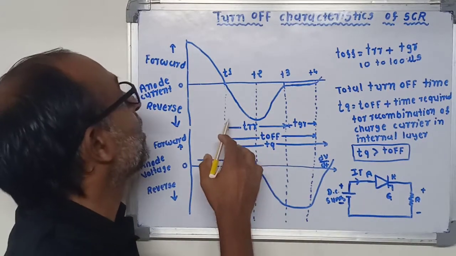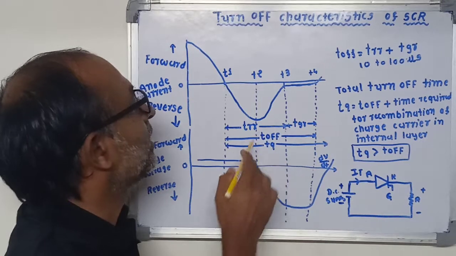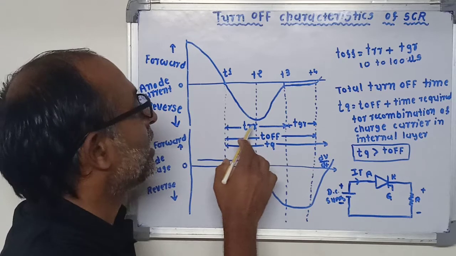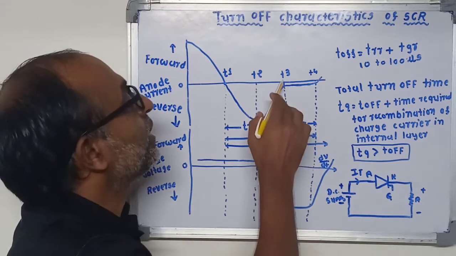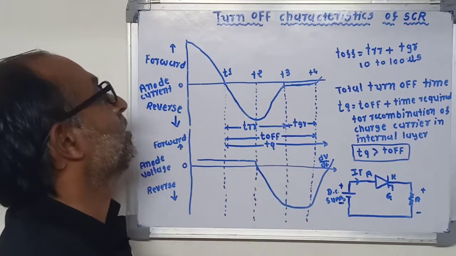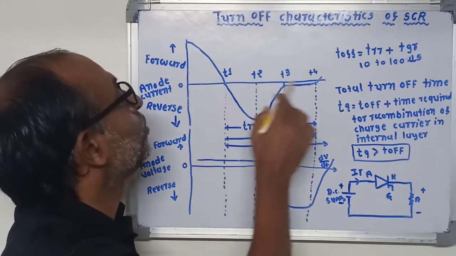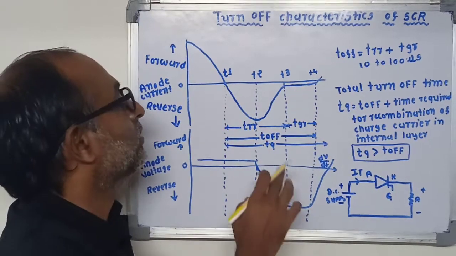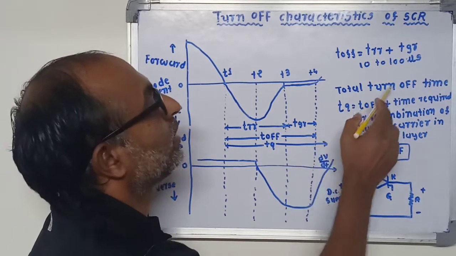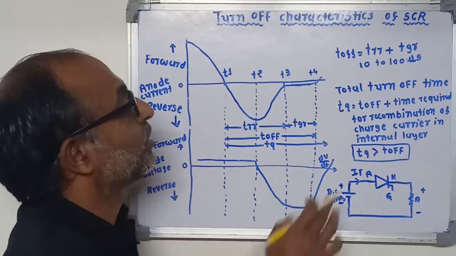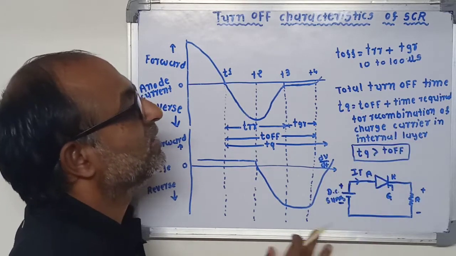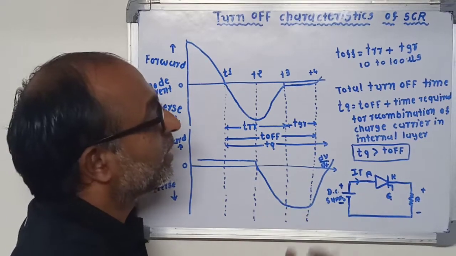So the time period between T1 and T3 is called the reverse recovery time. The time period between T3 and T4 is called the gate recovery time, and the time period between T1 and T4 is called the turn off time of the SCR. Next, the total turn off time TQ is the summation of T off plus the time required for recombination of charge carriers in the internal layers.